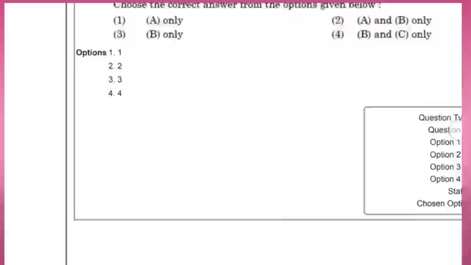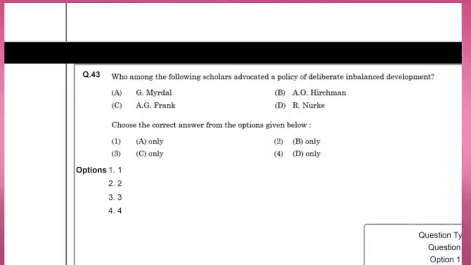And next question: which of the following scholars advocated the policy of deliberate imbalanced development? The options are Myrdal, A.O. Hirschman, A.G. Frank, and R. Norke. Option 2, B only: A.O. Hirschman advocated deliberate imbalanced development as a policy. B is the correct answer. Option 2 is the correct answer, B only.